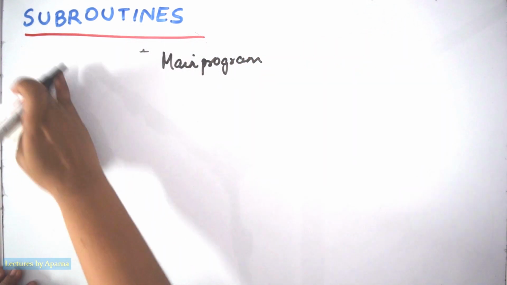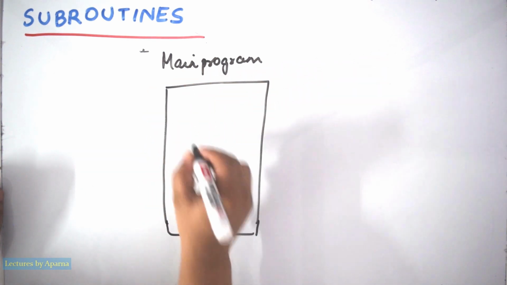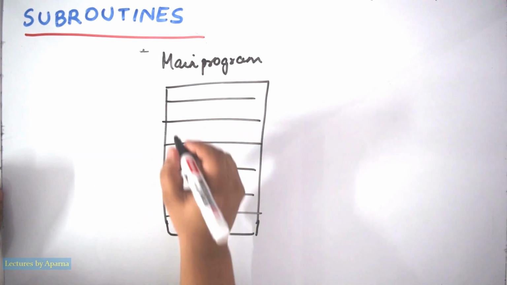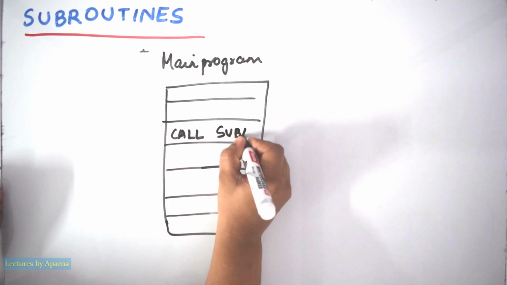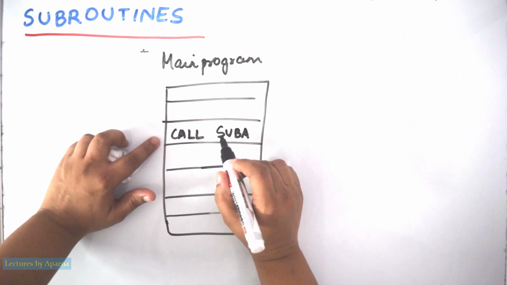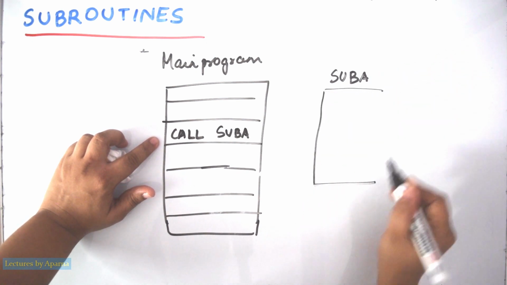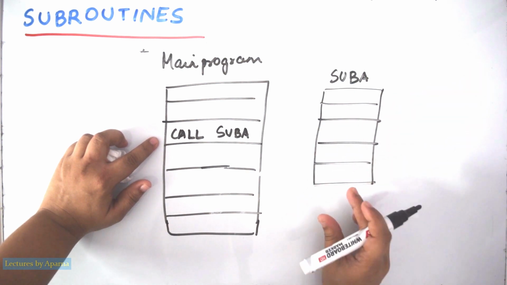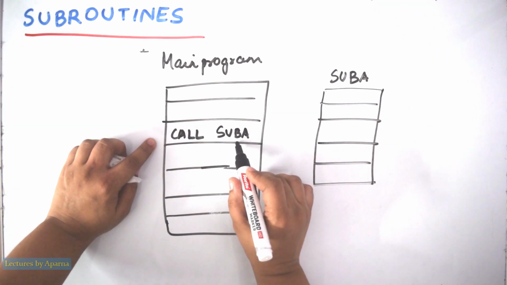Suppose this is a main program. See, there are many instructions in it. And suppose an instruction called subroutine A, sub A, comes in the main program. So this subroutine sub A will be written in a particular memory location, and it will be a small program that will be written separately and stored in the memory, and that will be called when it is needed.